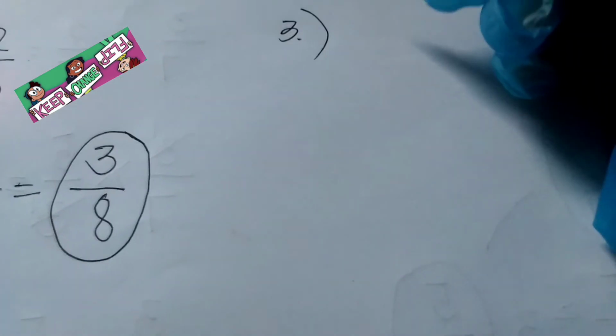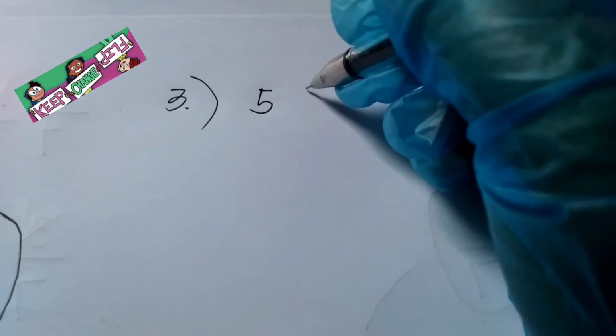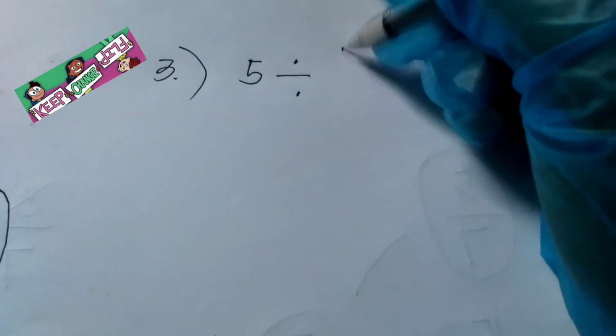Let us now proceed to the next fractions. Don't forget to memorize, keep, change, and flip. We have 5, a whole number, divided by 1/3. What are we going to do with this problem?